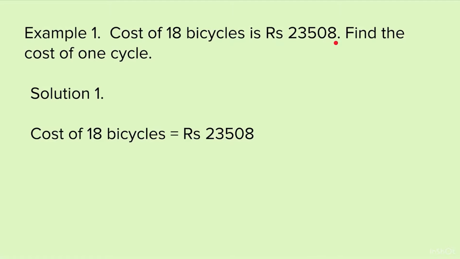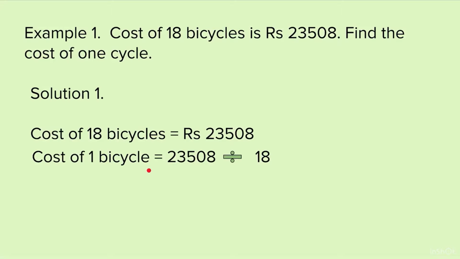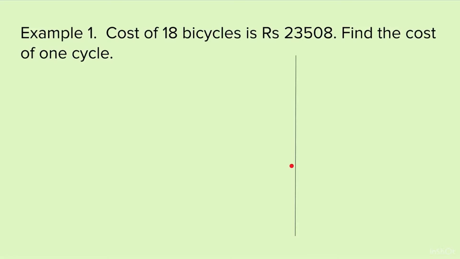Then we will again read the question. Find the cost of one cycle. So we have to now find the cost of one cycle. You will write that cost of one bicycle is equal to, we already know for 18 bicycles cost is 23508. For one bicycle it is going to be less and we have to divide. So we will write this is equal to 23508 divided by 18. Then we will divide. We'll make the division symbol.